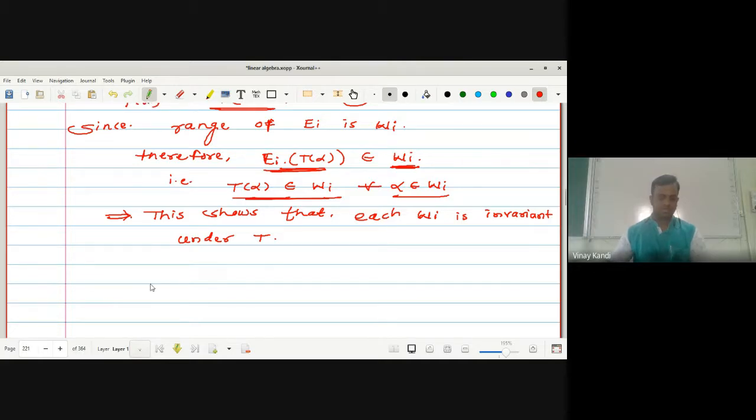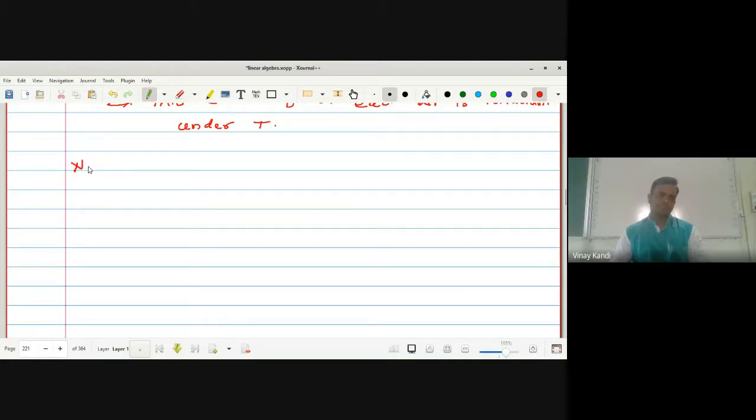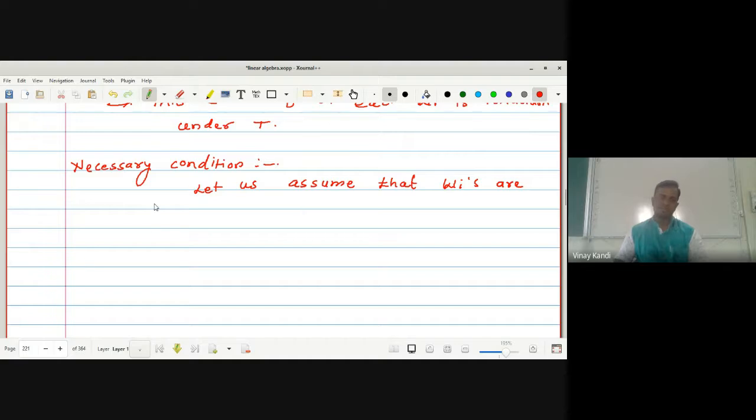Okay, now the necessary part, the necessary condition. Let us assume that Wi's are invariant under T, and we have to prove that T Ej is equal to Ej T, where i is running from 1 up to k.